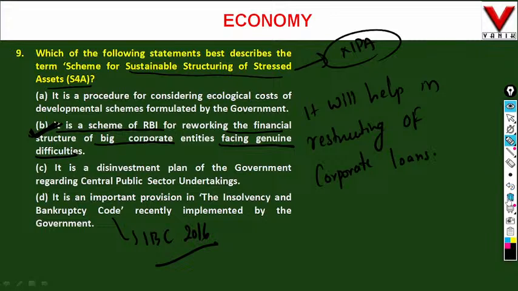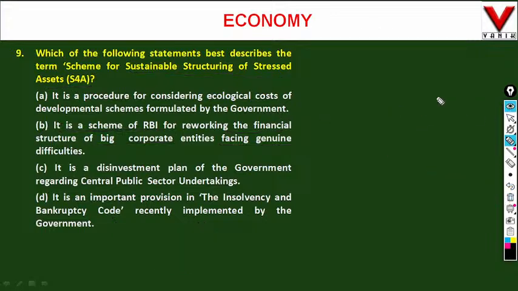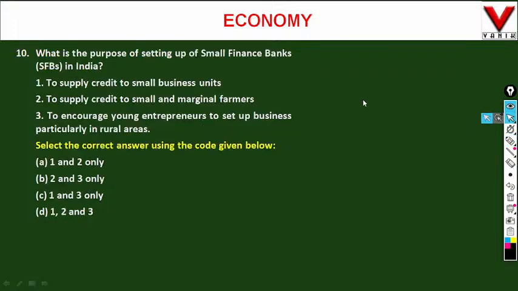Okay, next question. Which of the following was the purpose of setting up small finance banks? To supply credit to small business units? Yes. To supply credit to small and marginal farmers? Yes. To encourage young entrepreneurs to set up business, particularly in rural areas? No.